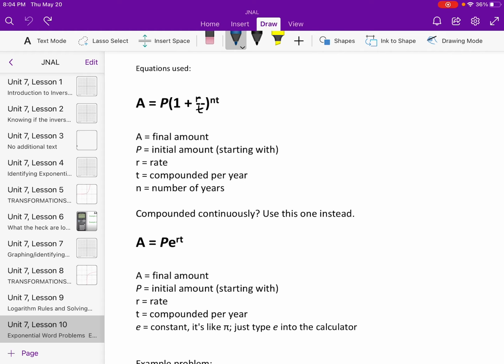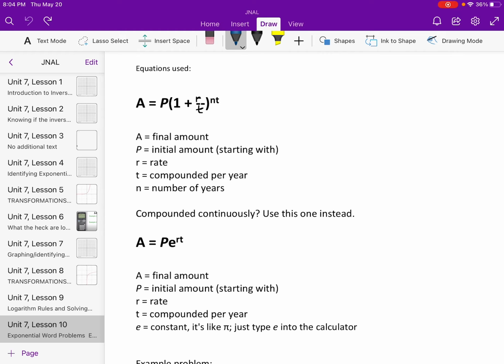P is the initial amount, like you put in $500 one day to start with. R is the rate, like a 7% interest that can add or take away from that. T is the compounded per year, so if it's compounded 6 times a year, you can say 6 is T. Sorry, I got that backwards. Compounded per year is the value per year, and N is how many years there were.